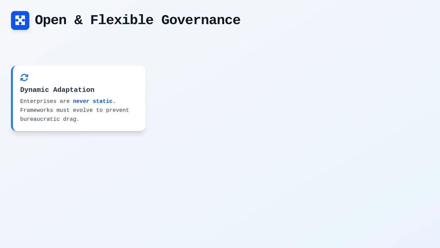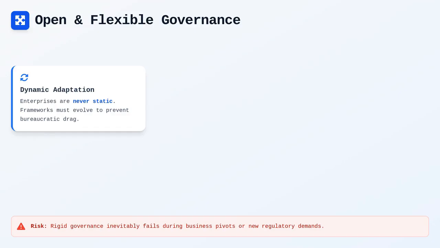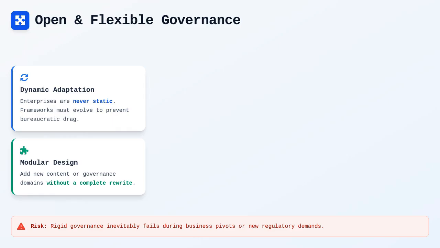The principle of being open and flexible is equally critical, as an enterprise is never a static entity. A governance framework that is too rigid will inevitably fail when the business pivots or when new regulatory demands suddenly emerge. Being open means the framework is designed to allow for the modular addition of new content, focus areas, or even entirely new governance domains without necessitating a complete rewrite of the existing structure.